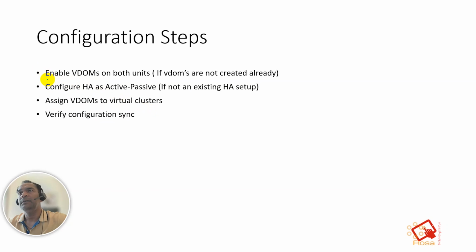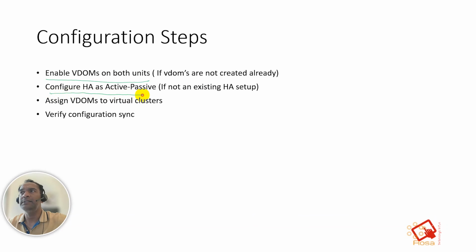For the configuration, what you have to do is enable VDOMs on both units, if VDOMs are not created already. If you don't have VDOMs, then virtual clustering does not apply. Virtual clustering is applicable only if you have virtual domains on your firewall. Without virtual domains, virtual clustering is of no use and you have to rely on standard HA of active-passive or active-active mode. But if you have virtual domains, then virtual clustering is applicable and good for the organization, good for the design of the devices.